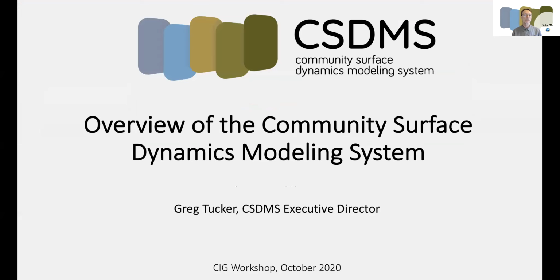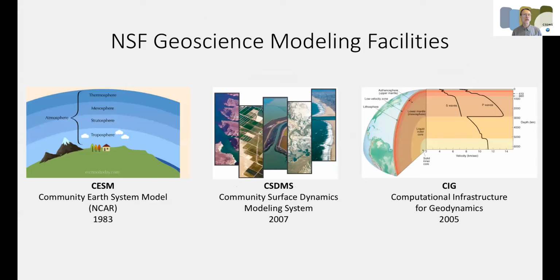First, a little bit of history. CSDMS was established in 2007, and it's now one of 3 NSF-supported facilities that support computational modeling within the geosciences. The other 2, of course, being CIG and our atmospheric colleagues at CESM.